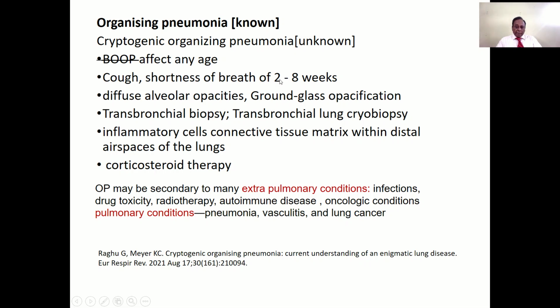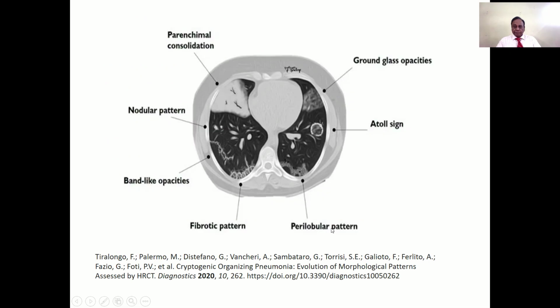And if after extensive work you are not able to make a diagnosis, you put the diagnosis as cryptogenic organizing pneumonia, but don't call it BOOP. Some of the pulmonary conditions also produce organizing pneumonia, particularly pneumonia and vasculitis. This one thing I got from the literature.